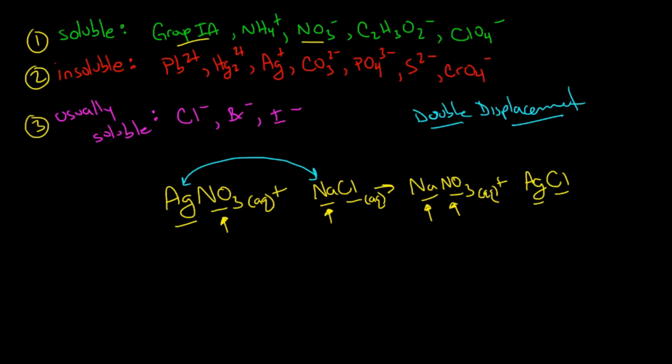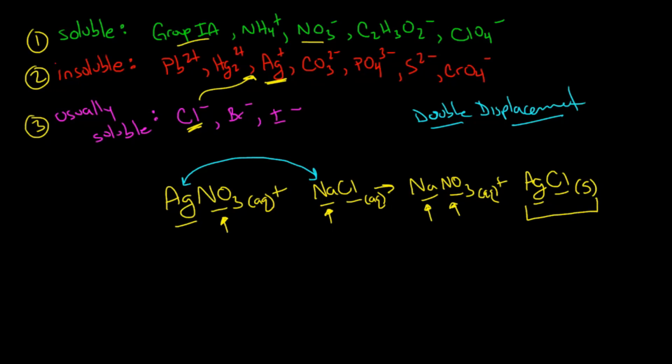Silver chloride, however, now has one of our key insoluble ions, and chloride is normally soluble, but remember, if it's partnered up with silver, it's going to be insoluble. So when we have an insoluble ionic compound, it does not dissolve in water, it remains a solid. So if we were to mix together these two solutions, one that contains silver nitrate and one that contains sodium chloride, we would actually see a solid forming, and that solid would be silver chloride.